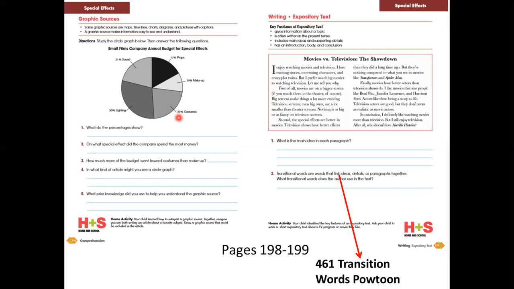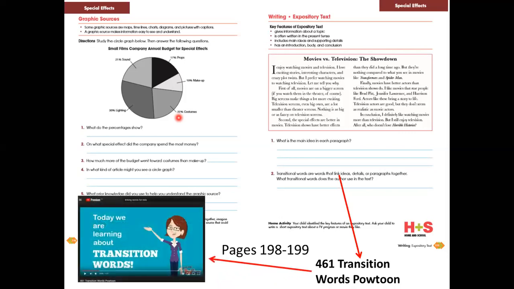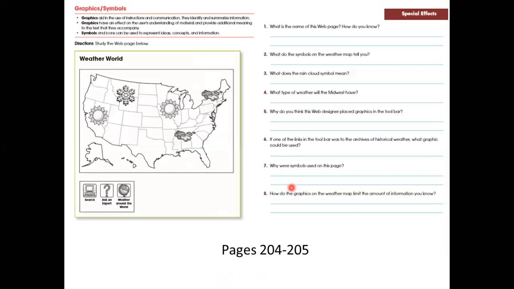I suggest you look at this simple video, which you can find on YouTube. It tells you that these linking words are also called transition words, and it will help you find the 4 words needed for this second question. And finally, pages 204 and 205 are about the same topic, graphic sources. I'm pretty sure you can answer these questions using only this. And that will be all.